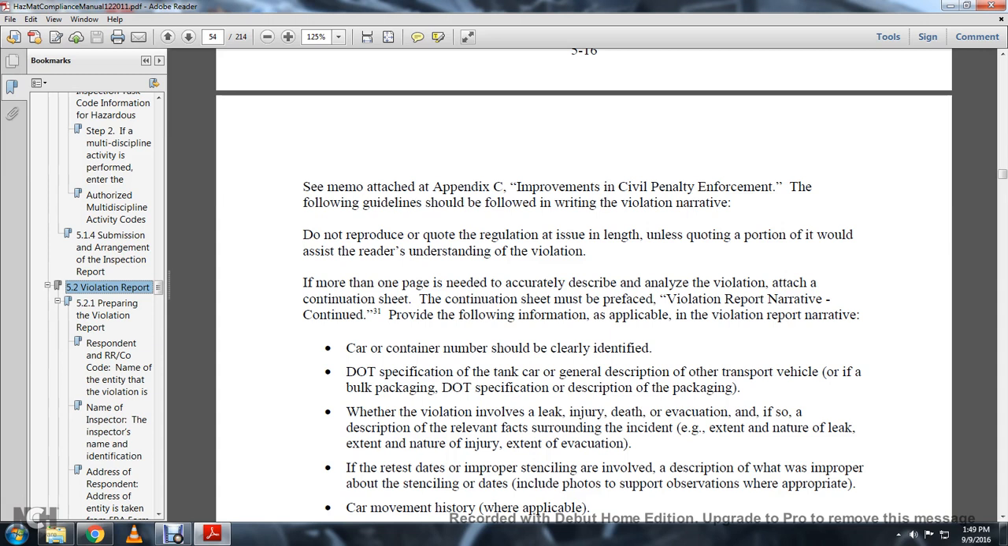The car or container number should be clearly identified. The Department of Transportation specification of the tank car. A general description of any other transportation vehicle, if applicable. The Department of Transportation specification and description of the packaging. Whether the violation involves a leak, injury, death, or evacuation. If so, the description, relevant facts surrounding the incident, the extent and nature of the leak, the extent and nature of the injury, and the extent of the evacuation.